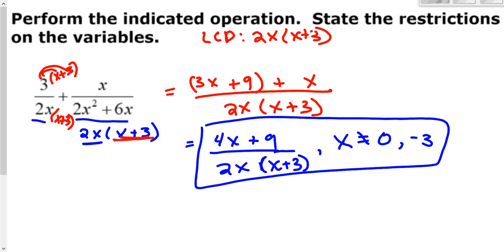All right, and that is adding and subtracting rational expressions.